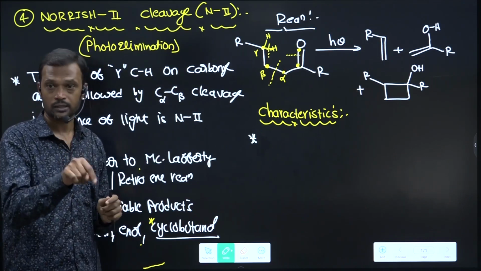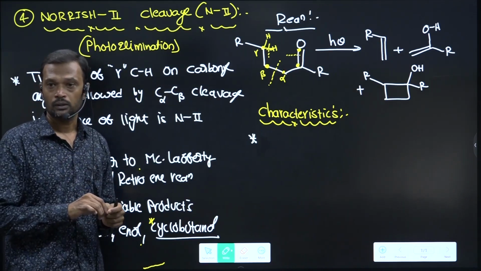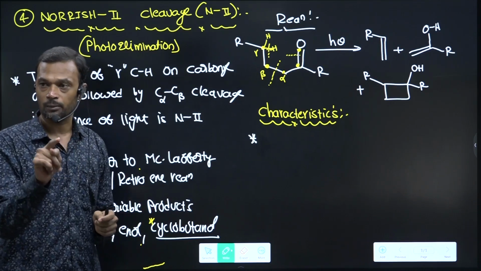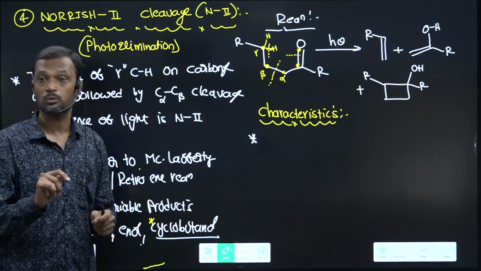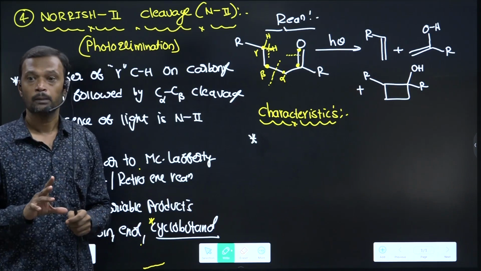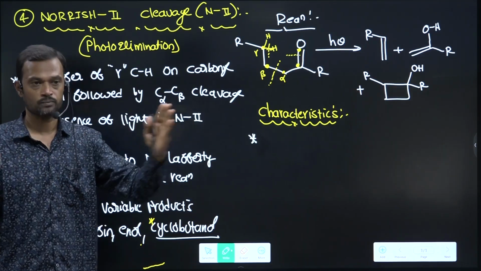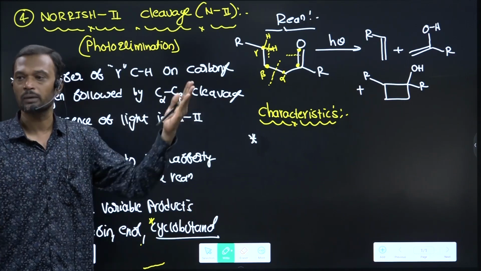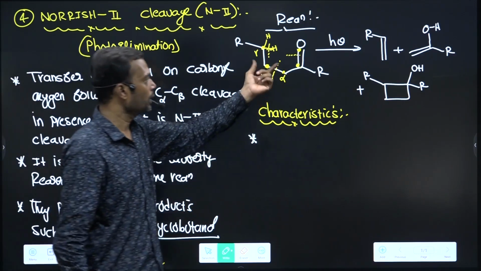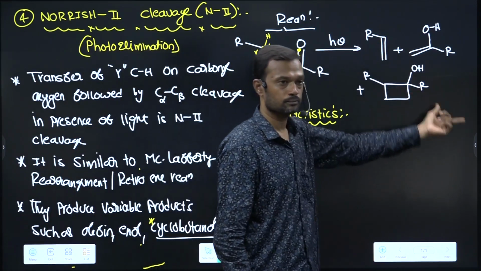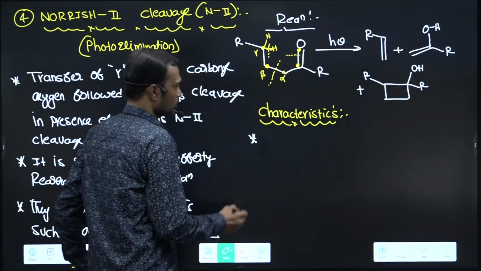In interviews they will ask like this. So if a gamma carbon is there in the carbonyl, Norrish II is possible. In that case, is Norrish I possible or not? Say possible, but the effective reaction is Norrish II, because Norrish II will give more fragments. As fragments increase, yield will increase, because more reactant molecules can participate in the reaction.